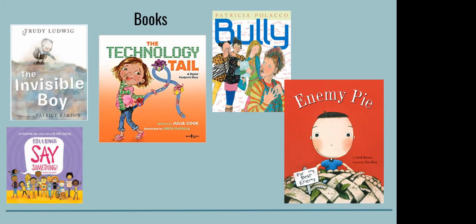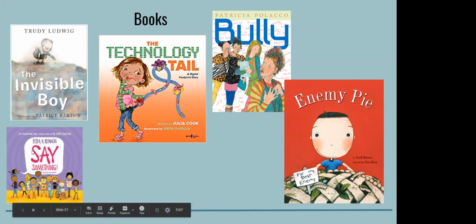Huge. Invisible Boy talks about self-awareness, looking at strengths and the strengths of others, and how to include them. I love the artwork in this because it starts off where the boy is drawn in pencil, and then eventually as he starts to fit in and people start to notice him more, the color comes to him. Peter Reynolds' Say Something talks about having a voice and that everybody's voice matters. This is a good book for everything that's going on right now, to remind your students that they do have a voice.